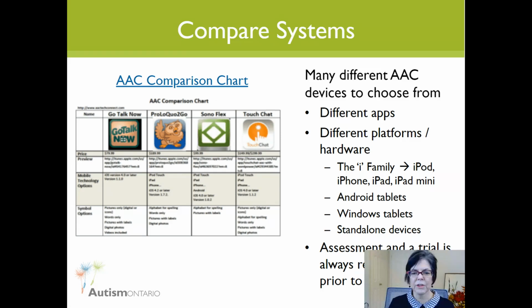So we're going to compare systems now, and I've given you some links because there are many different kinds of AAC systems to choose from. There are different apps, different platforms and hardware. And again, like I said, an assessment or trial is always helpful for you. So you want to match a couple of systems to the features, or the skills and strengths, that your child has.